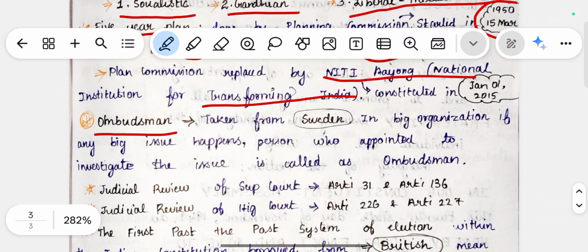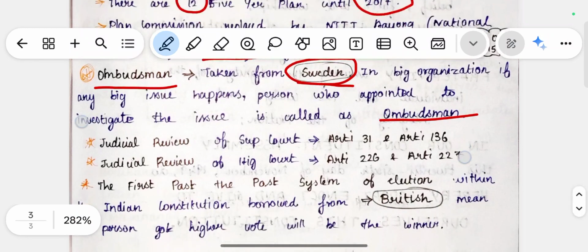Ombudsman was taken from Sweden. In a big organization, if any big issue happens, the person who is appointed to investigate the issue is called an ombudsman. For example, in any government authority, even if he is the superior authority, if any issue happens concerning that authority, a new person is appointed to investigate the matter. That person is called an ombudsman, which was taken from Sweden.